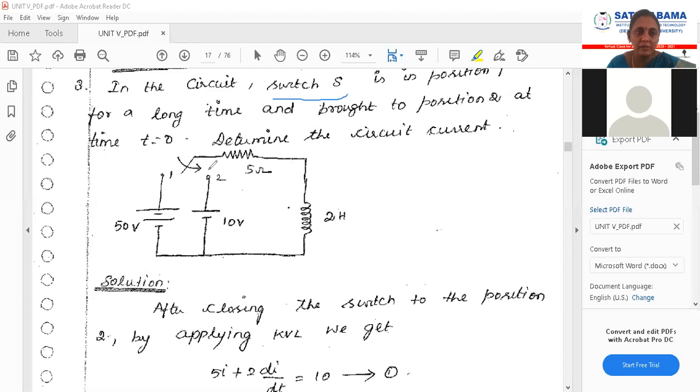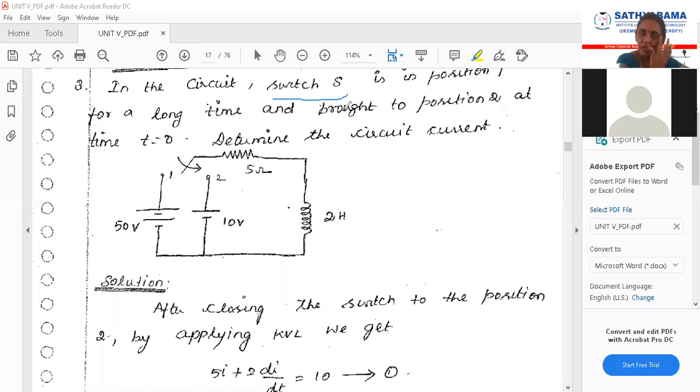Okay, for a long time, and brought to position 2 at time t is equal to 0. Determine the circuit current. So it has been connected with position 1. After some time, the position of the switch is changed from 1 to 2. Now you check here, this problem is not the same as the discharging, because in discharging there is no voltage source connected, but here you have a voltage source connected. So you have to work it out.